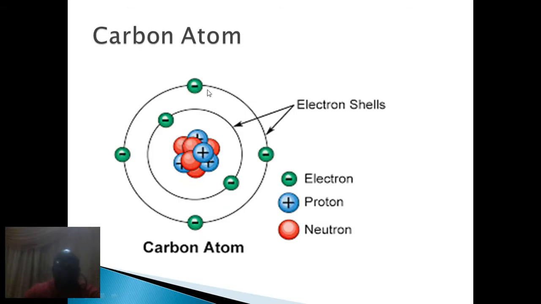Now, this is the structure of the carbon atom as we have described. This is the nucleus housing the protons and the neutrons. And these are the electrons around the nucleus. The electrons, protons, and neutrons. And these are the shells. In other words, carbon as an atom has 2 shells.